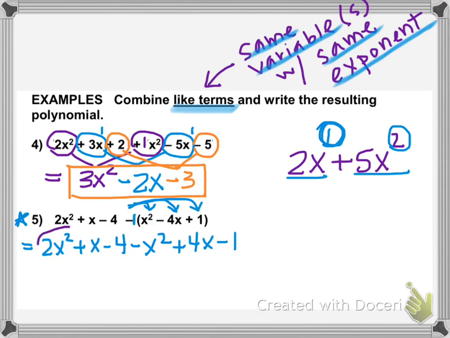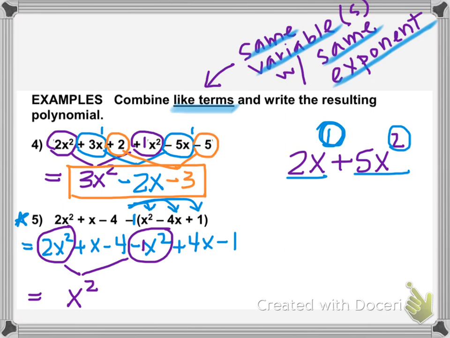Our first term is 2x squared. Let's see if we have any other x squared terms. We do. We've got this negative 1x squared. So we can combine those. A 2x squared and a minus 1x squared is just going to be a 1x squared. Remember, you don't have to put a 1 coefficient, just like you don't have to put a 1 exponent. You certainly can, though. It's not wrong.